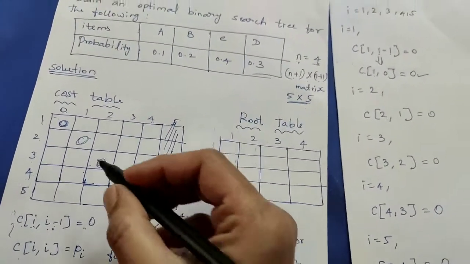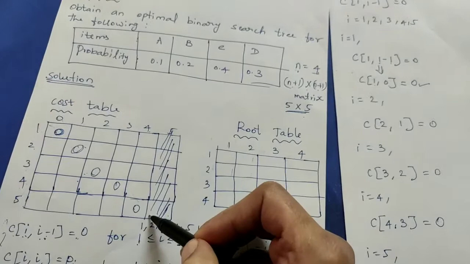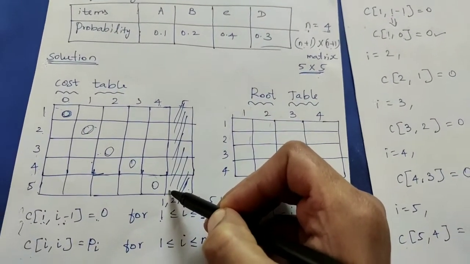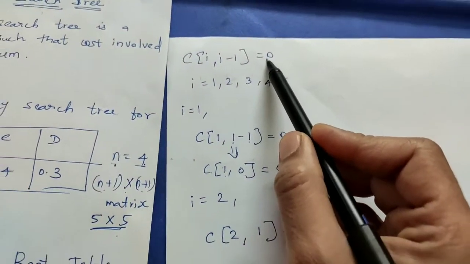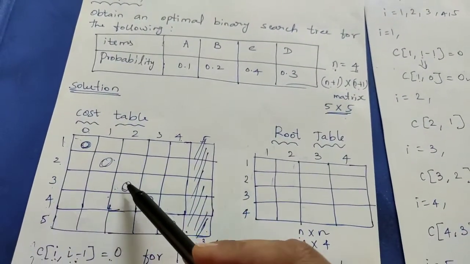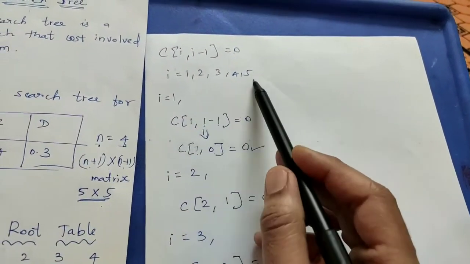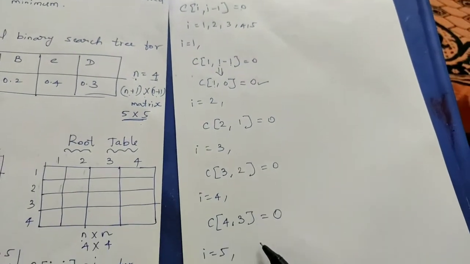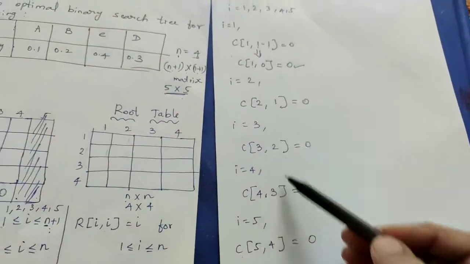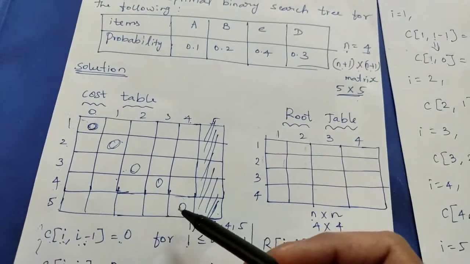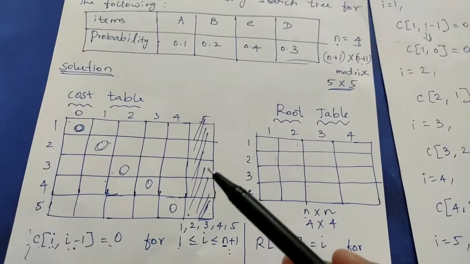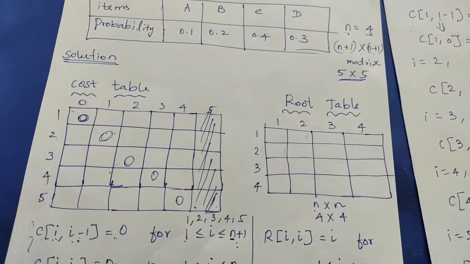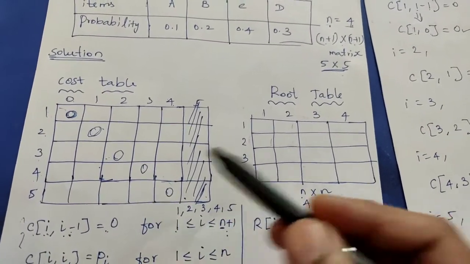So I have filled the middle diagonal part with 0. This is the first step to fill your cost table. So using this formula, set the middle diagonal field with 0. When you apply I value from 1 to 5, you will get the middle diagonal values, everything is 0. That is what I have filled in the middle diagonal field. Now I have to fill only the upper diagonal part. I should not do anything with the lower diagonal part in both the tables.